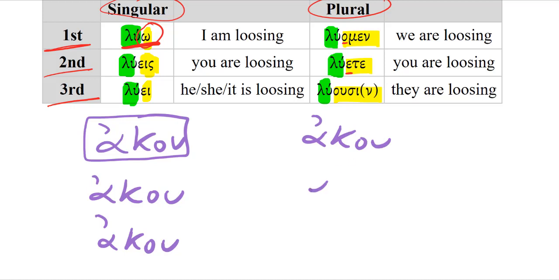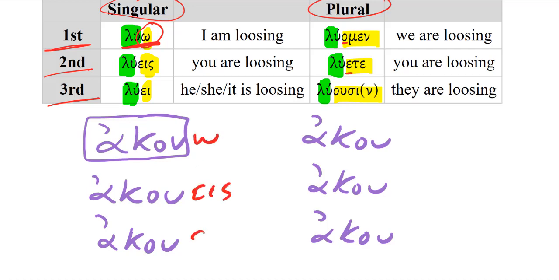Aku, right? That's our verb stem. And then we can just slap on the same endings that we have up above here. Akuo, akues, akue, akuamen, akueta, and akuusen, right?